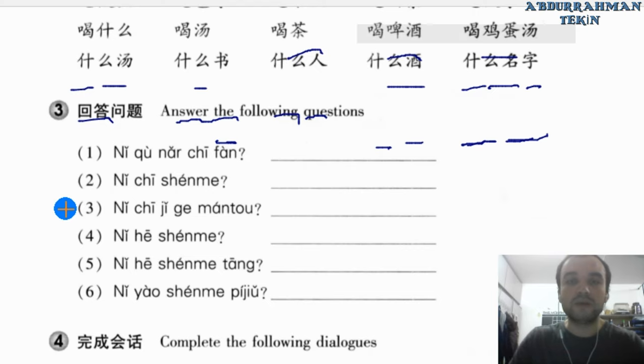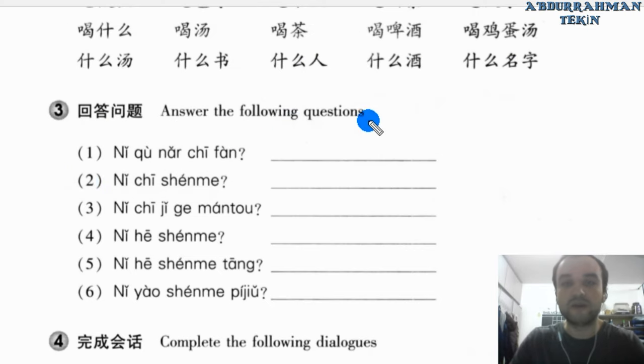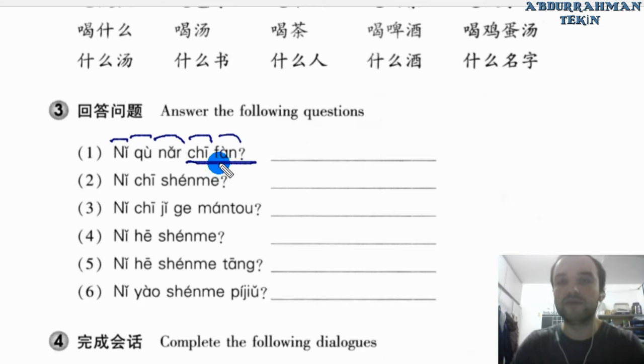Okay, here we have some questions. Actually, it's difficult to write with the mouse, so I will answer these questions, but when you are studying, you should write these pinyin to get used to their tones. Okay, 你去哪儿吃饭? Where are you going to have a meal? So I can say 我去食堂吃饭. I will go to the dining hall to have a meal.